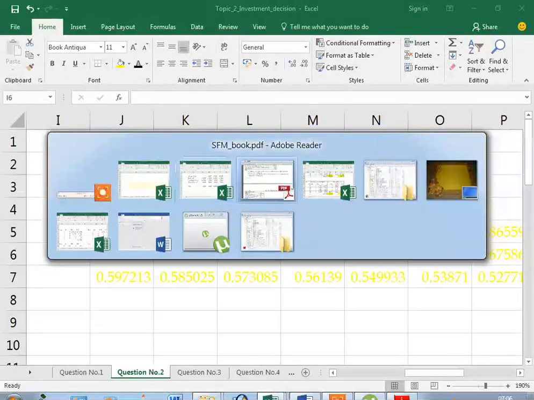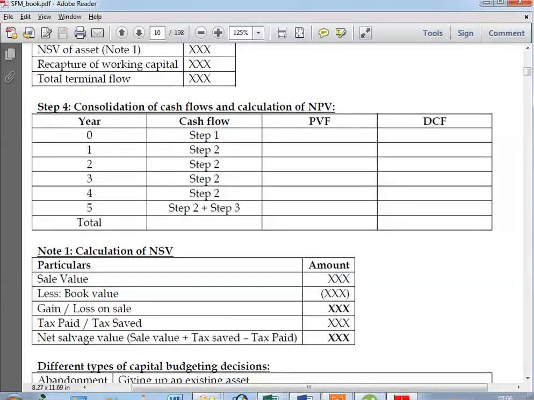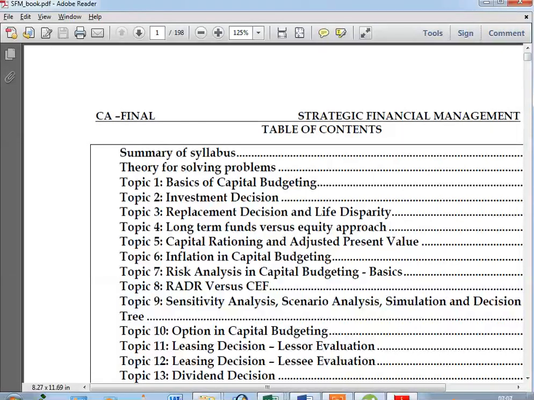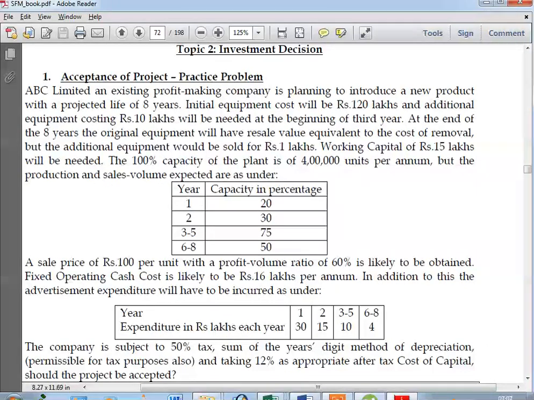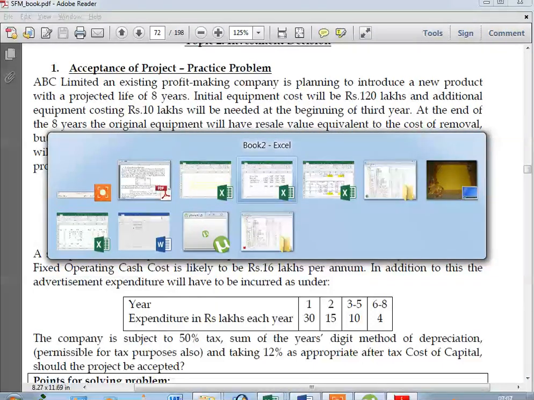So this is what is mentioned there. Sale value less book value, gain or loss, tax paid or tax saved, net salvage value, sale value plus tax saved minus tax paid. And obviously my step 4 is consolidating and calculating NPV. Clear? Any doubts on this? We're going to do few problems on this. We'll go through these steps. So basics is done. Go through question 1. So it's a practice problem. Let's do it in the class. Question 1.